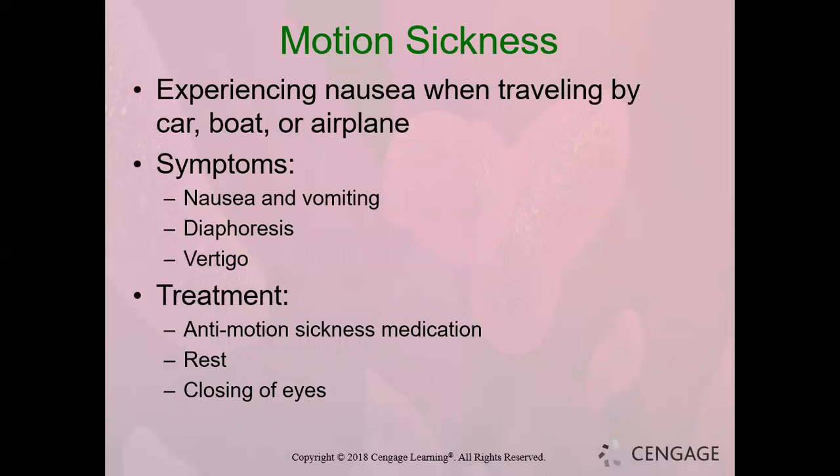Motion sickness, this is experienced nausea when traveling. And it can also be when you're on roller coasters and things like that. Symptoms would be nausea and vomiting. Diaphoresis would just be a sweating, pale kind of feeling. Vertigo would be that dizzy feeling. You can give them anti-motion sickness medication. I don't think closing the eyes is very helpful, but rest.